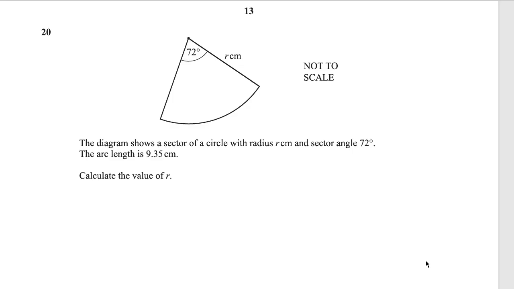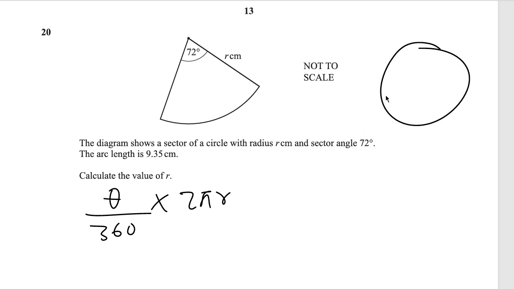The diagram shows a sector of a circle with radius r and sector angle 72. The arc length is 9.35 cm. Calculate the value of r. So this is simple. You know that the arc length is calculated by theta over 360 multiplied by 2 pi r. All this came from the circumference, right? The circumference is 2 pi r. But we're now looking at the sector of that circumference. So we get the angle, divide by 360, then times 2 pi r.